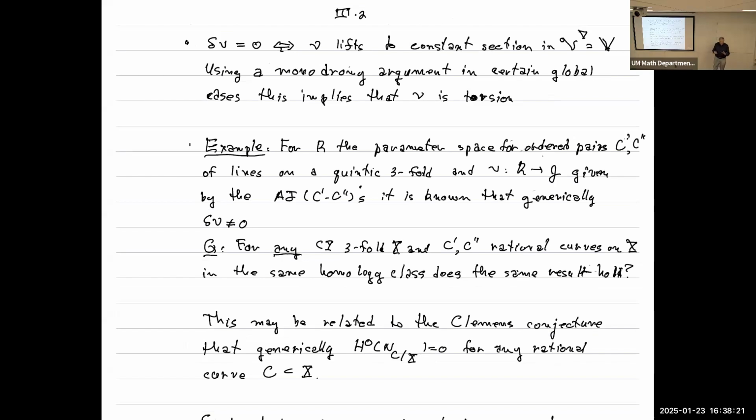If it's 0, that means that the normal function lifts to a constant section of the cohomology bundle. Okay. That doesn't mean the normal function is 0, just that it lifts to a constant section. In certain global cases, you can use a monodromy argument to show that if it lifts to a constant section, it must be torsion. So even though it doesn't capture the normal function, in a lot of cases in geometry, it captures it up to torsion.